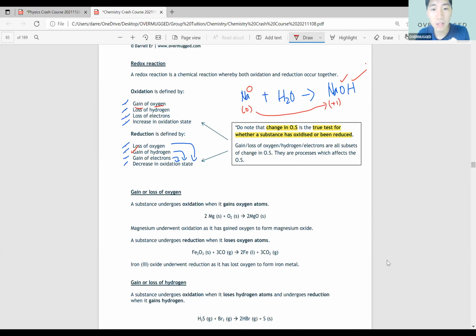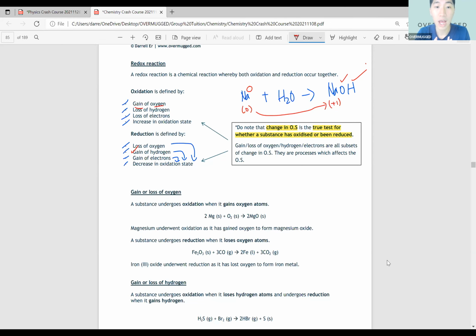Yes, I can look at oxygen, I can look at hydrogen, I can look at electrons. Those give me a clue whether it got oxidized or reduced. But when it gets confusing, the only way to check for it is to check using the oxidation state. You're clear what this point of emphasis is?